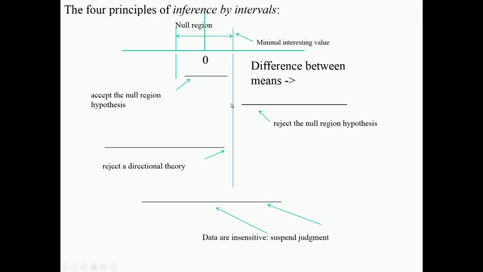If the interval is completely outside that region, you can reject the null region hypothesis. So it only includes interesting values, damn fine treatment. But if it included uninteresting values and interesting values, the data are insensitive, suspend judgment. So I think this is extremely useful for all research.